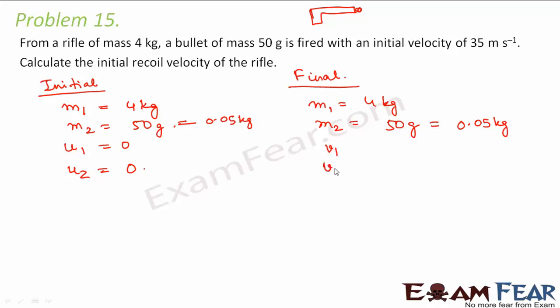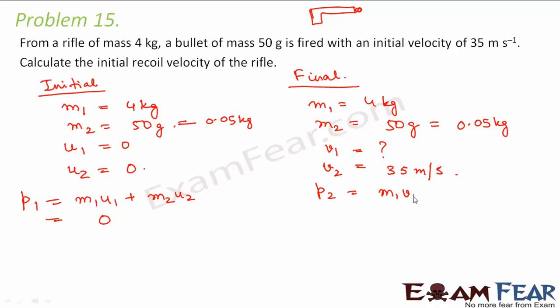But now what will be the velocity of the rifle and the bullet? Now the velocity of the rifle is something which we have to calculate. And what is the velocity of the bullet? It is given as 35 meter per second. So let us calculate the initial total momentum. So initial momentum would be m1 u1 plus m2 u2, which will come out to be 0. What would be the final momentum? That will be equal to m1 v1 plus m2 v2, that will be equal to 4 into v1 plus 0.05 into 35.